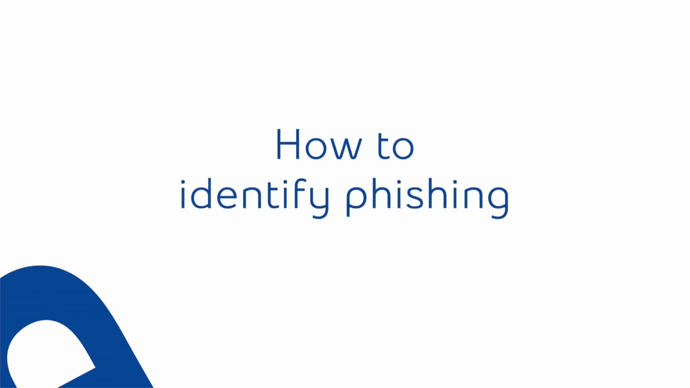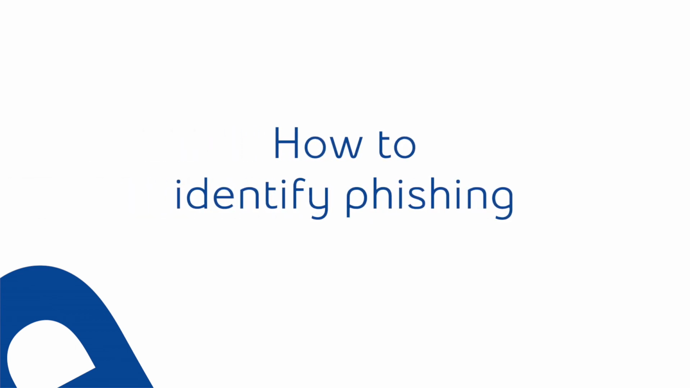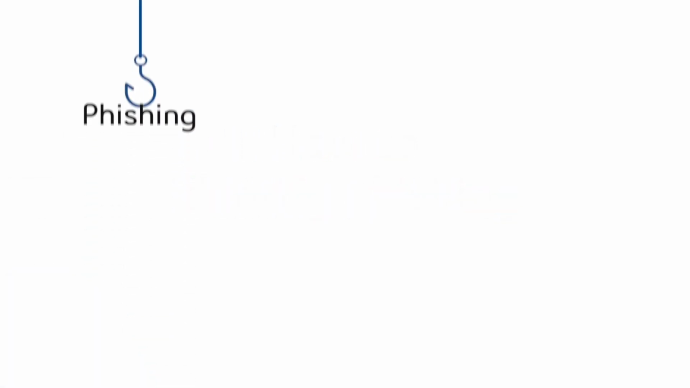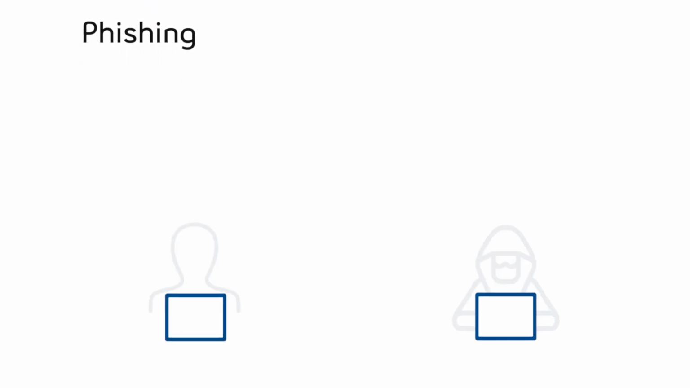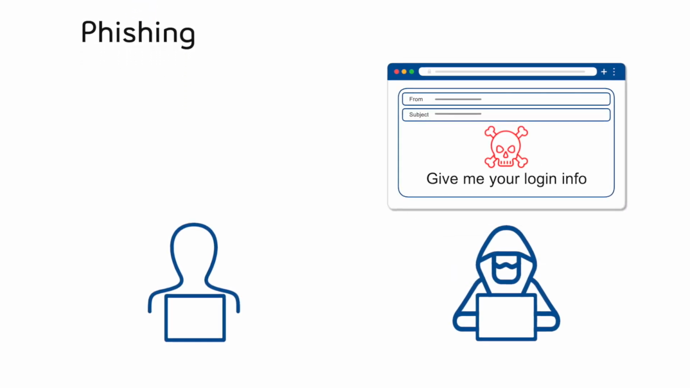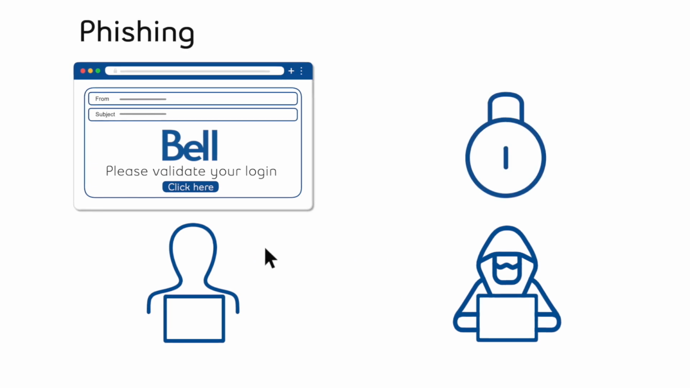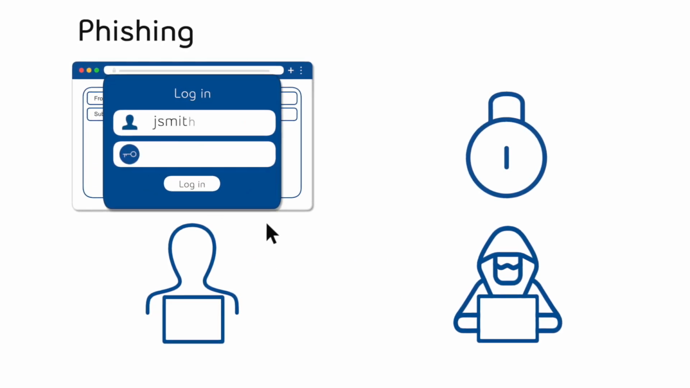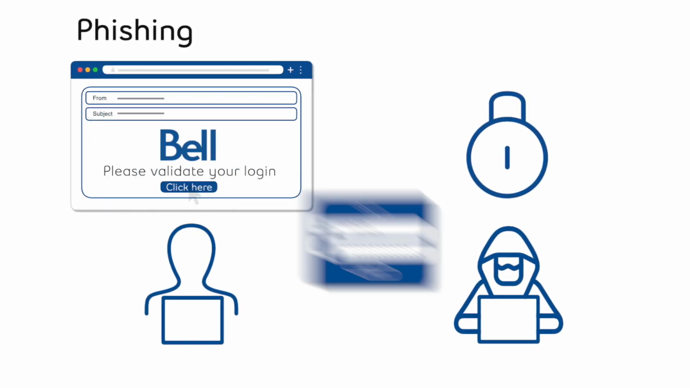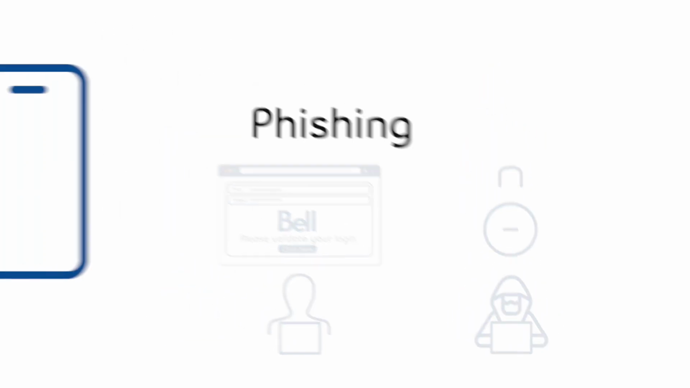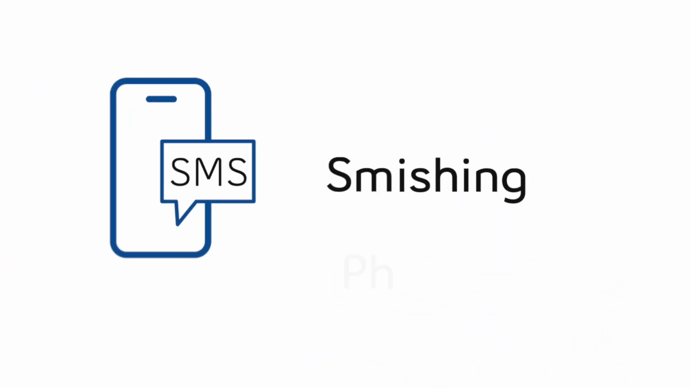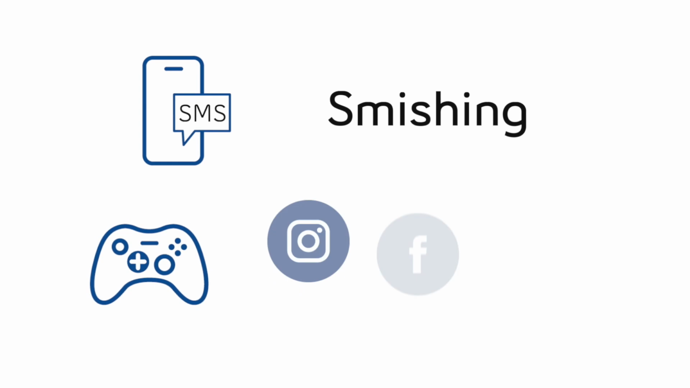In this video, we discuss the very real threat of phishing and what you can do to protect yourself. Phishing is a type of cyber attack using email that is designed to deceive recipients and acquire personal and confidential information. They can also be text messages known as smishing or even through gaming and social media platforms.